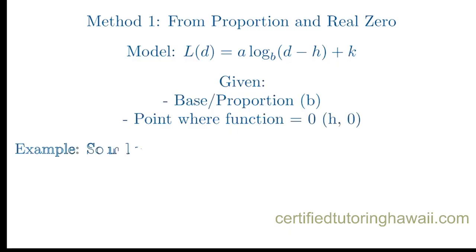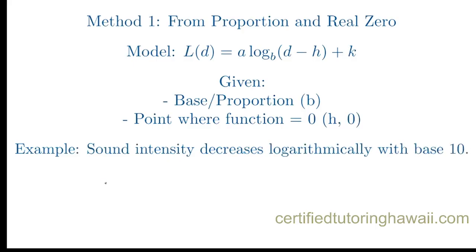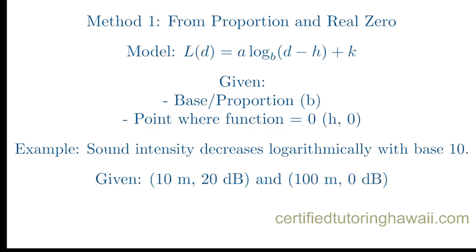Let's work through an example. Sound intensity decreases logarithmically. At a distance of 10 meters, the loudness is 20 decibels. At 100 meters, it's 0 decibels. We can assume the horizontal shift, h, is 0, since it's logical that at a distance of 1, the loudness would be high. We also know the base is 10.